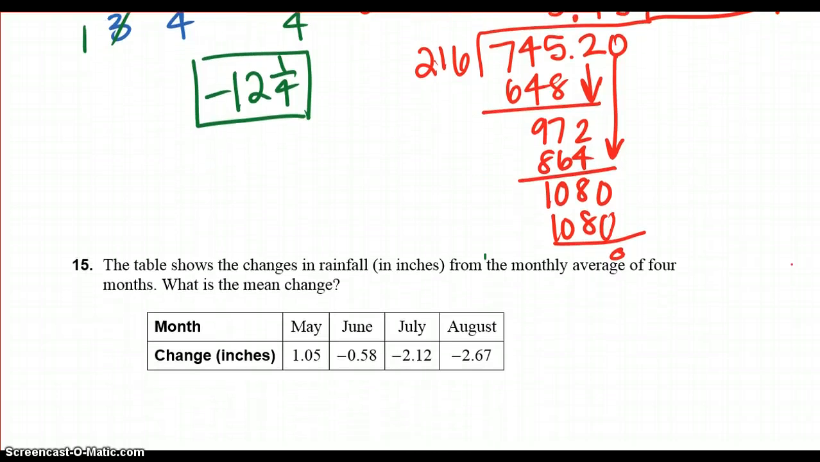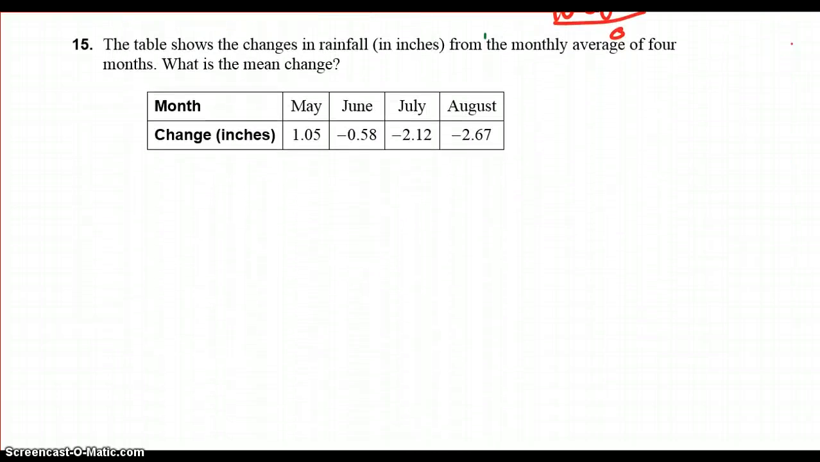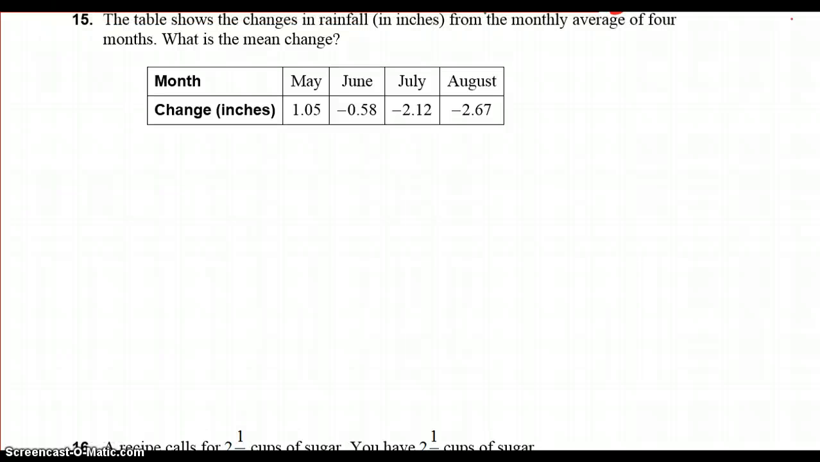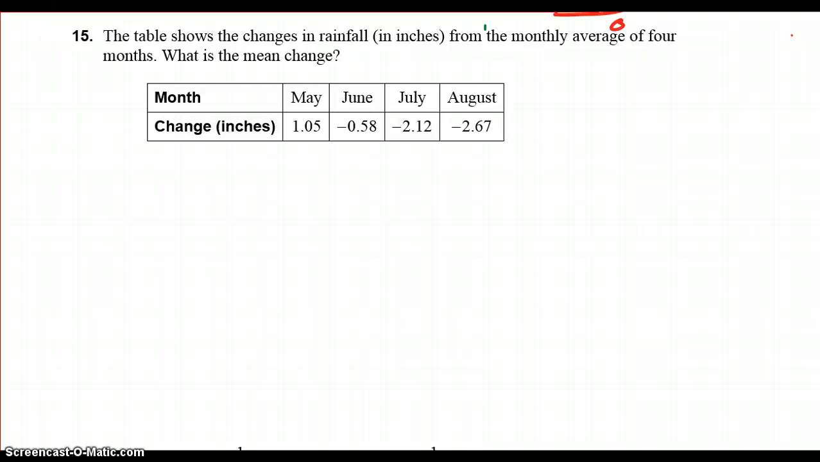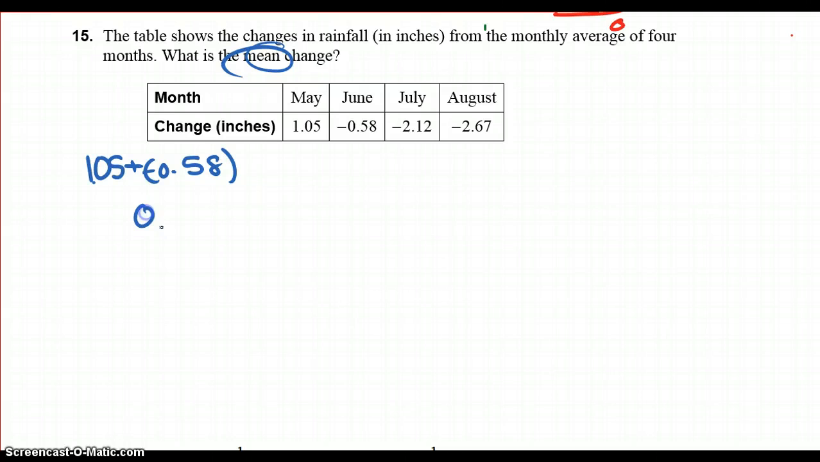Next problem, number 15. Number 15, you need to add up all of these problems. It's asking you for the mean. Okay, so the first one I'm going to do is 1.05 plus a negative 0.58. Okay, signs are different, so you subtract. When you subtract those two numbers, you get 0.47. I keep the sign of the bigger number, so it's still positive.